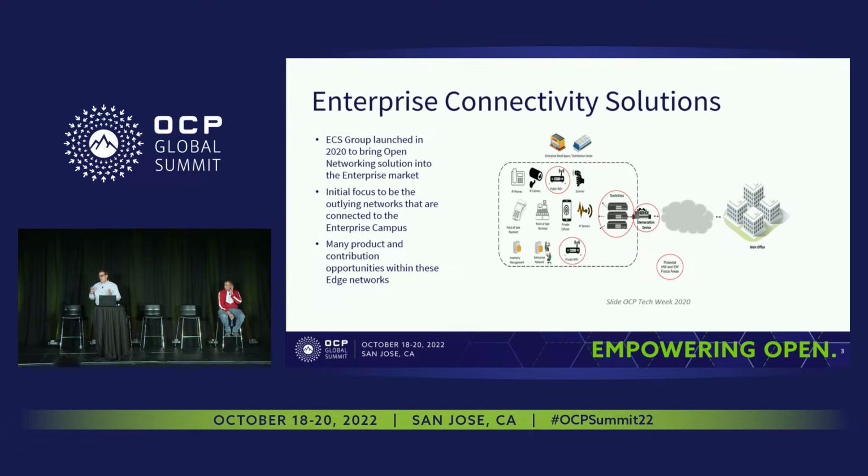And if you think about who might have these outlying networks, they could be retail operations. So they could have their retail stores where they might need networking equipment. They may have distribution and warehouse facilities where they want to deploy this type of equipment as well. And so that's kind of the initial focus for the ECS group, is these outlying networks from the core campus network.